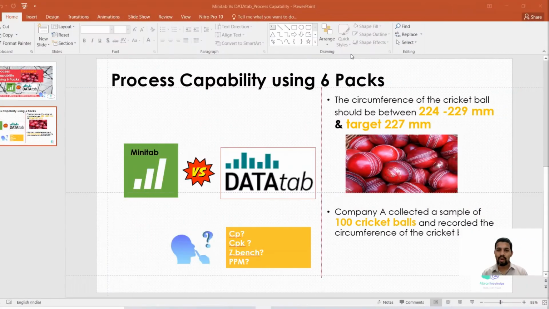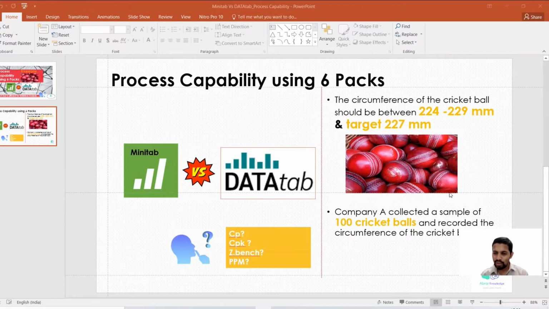Today's topic is process capability using six packs, and this video will be compared with Minitab output as well as Data Tab output. Very interesting topic. Cpk itself is a very interesting topic. It is a part of process capability. In this, we are going to find Cp, the process capability ratio, Cpk, the process capability index, Z bench, that is the sigma value, and PPM, parts per million.